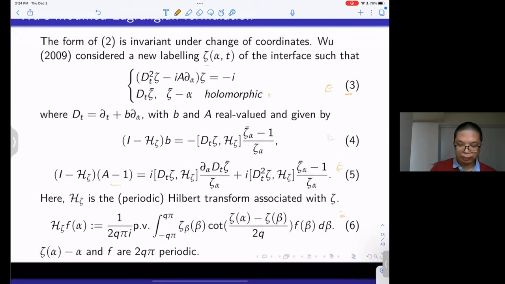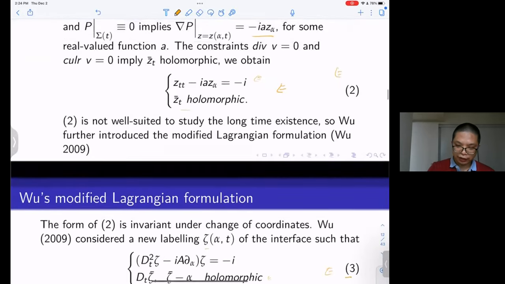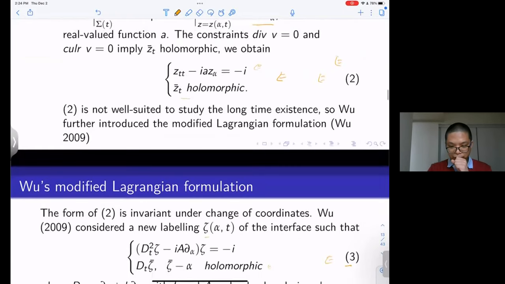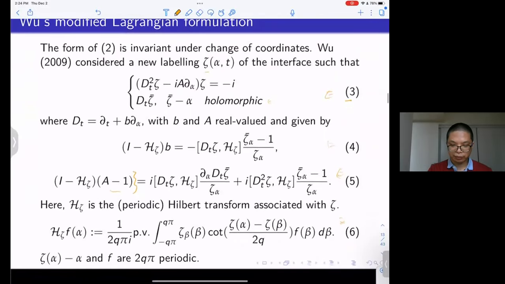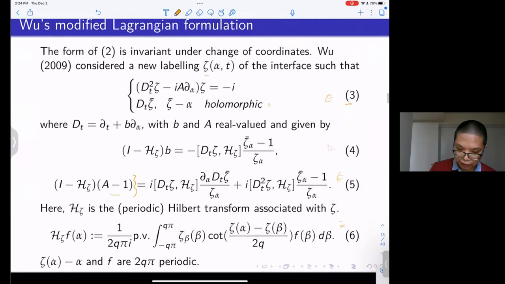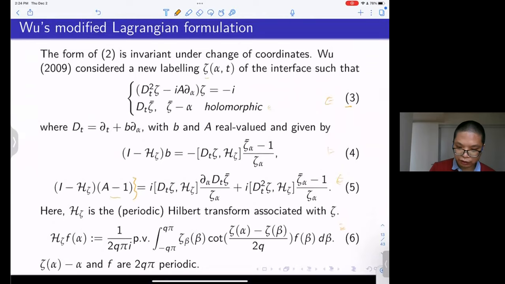for example, a minus one times zeta will become a cubic term. In this setting, potentially we would have some quadratic term, but here we will only have cubic terms. And for long time existence, the cubic term is much better. All right, this is the modified Lagrangian formulation. We will work on the instability in this coordinate.